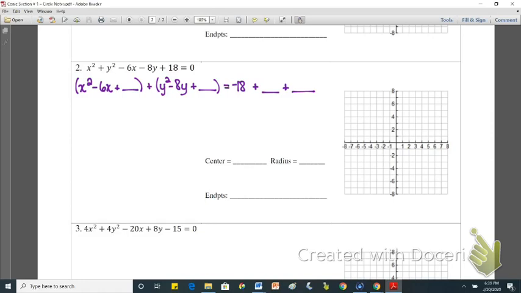So first thing we're going to come to is this 6. So in my blank, I write 6 over 2 squared. What I do to one side, I write on the other. Go to the next one, negative 8. So that's 8 over 2 squared. Write it right there.